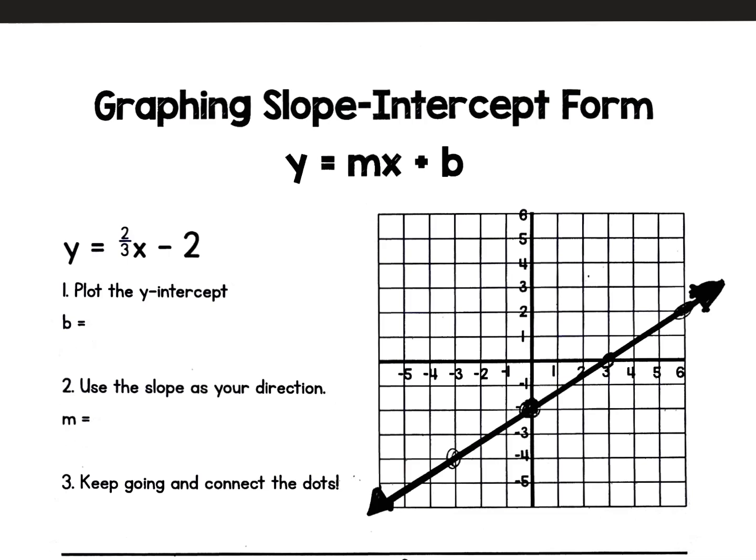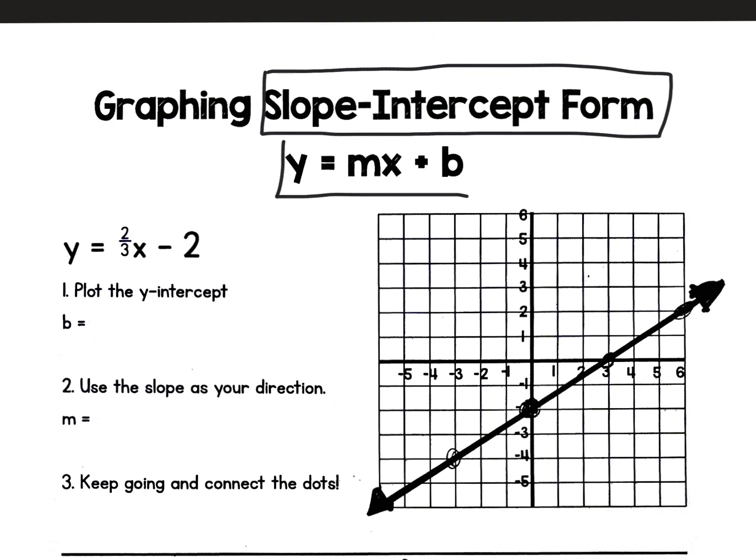Hey mathematicians, in this video I am going to remind you what slope-intercept form of an equation is, and that is represented by the format y equals mx plus b. And the b doesn't just stand for the intercept, it actually stands for the y-intercept. And remember where the y-axis is?